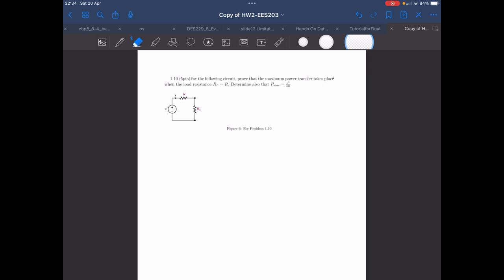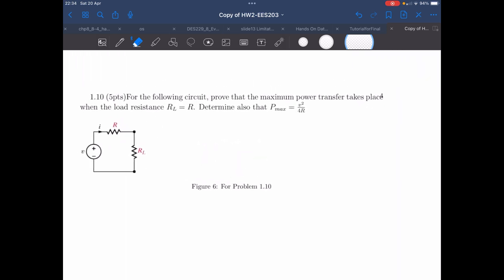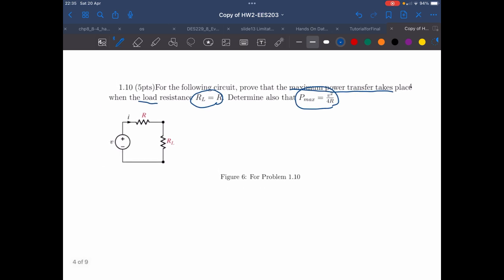In this question, we want to prove that the maximum power transferred to the load occurs when the load resistance equals R, and the maximum power corresponds to this formula. Now, the first step that we need to do is find the P value in terms of RL, or the power occurring at the load.